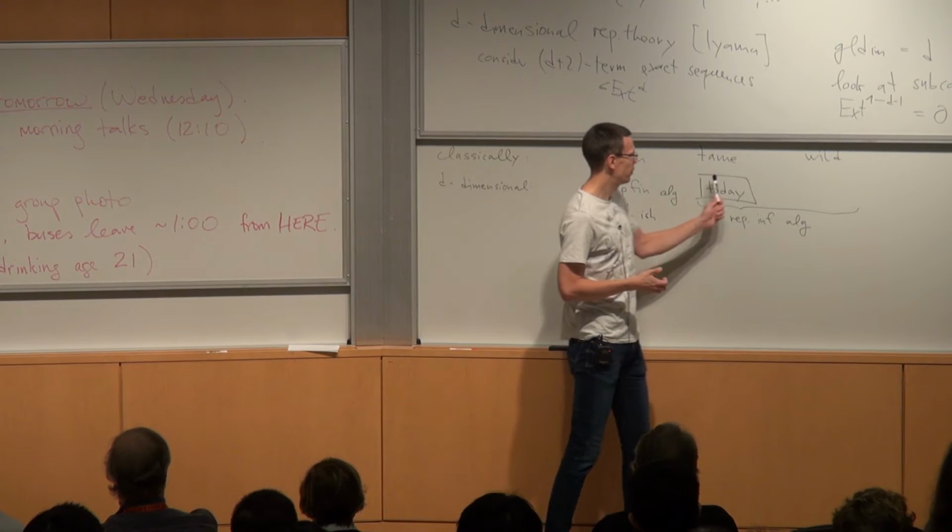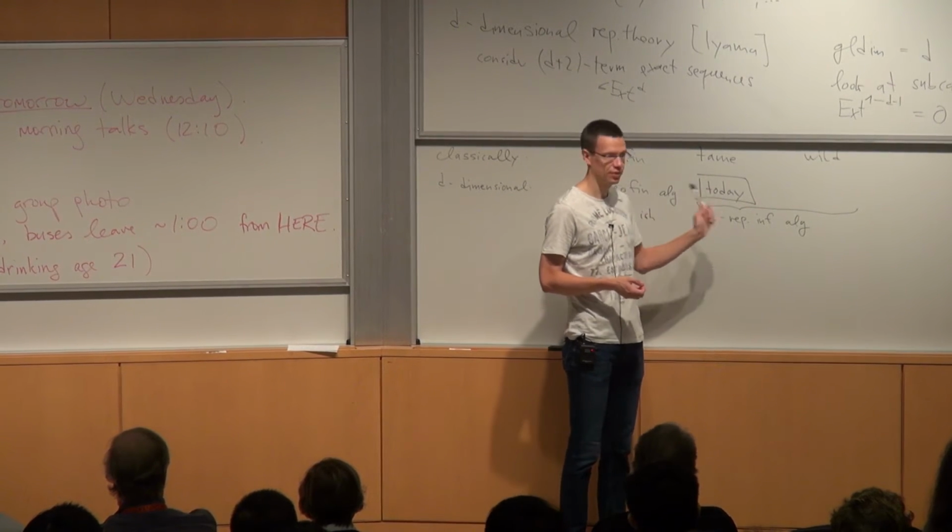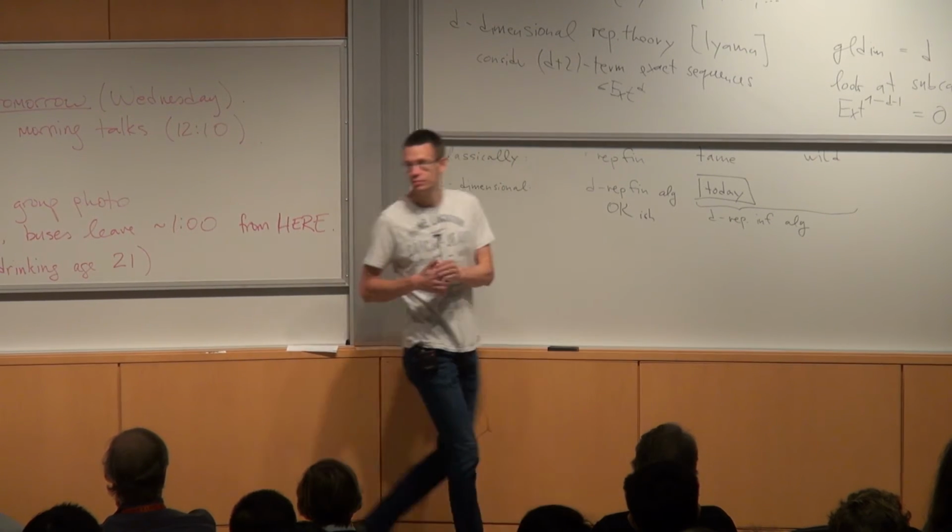If you don't care about the border between tame and wild, you could also just say we want to construct typical examples of d-representation infinite algebras.